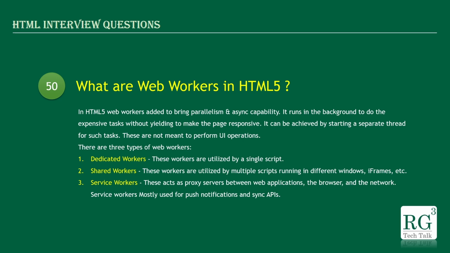There are three types of web workers: dedicated workers, shared workers, and service workers. Dedicated workers are utilized by a single script. Shared workers are utilized by multiple scripts running in different windows, iframes, etc. Service workers act as proxy servers between web applications, the browser, and the network. Service workers are mostly used for push notifications and sync APIs.